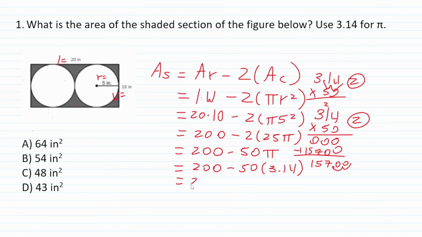So this becomes 200 minus 157, which is going to be 43. The answer is D, 43 square inches. Why is it square inches? Because we found the area.